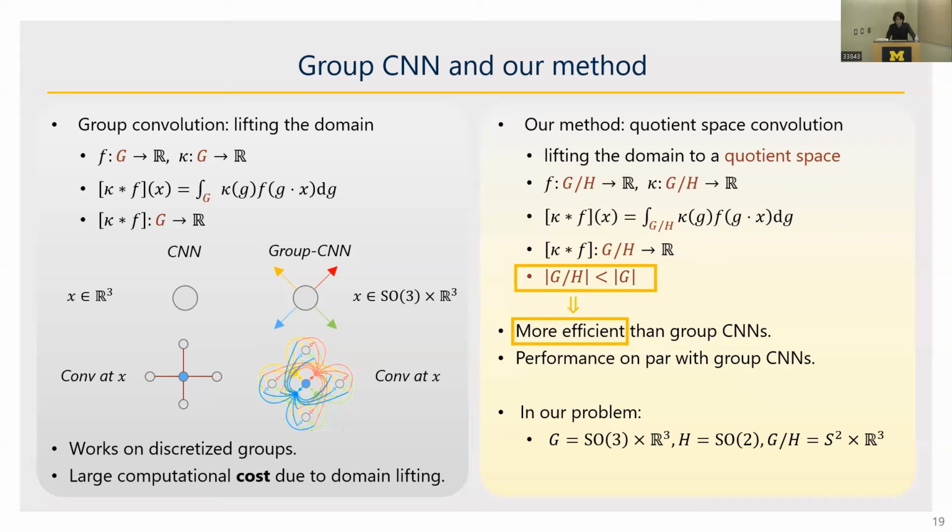In our case, G, the group, is SO3 times R3, and for H, the subgroup, we are choosing SO2, the planar rotations. And the quotient space G over H is S2, which is the unit sphere, times R3.